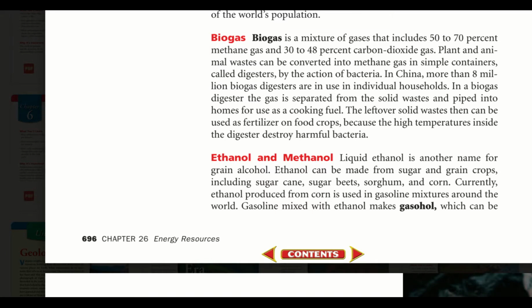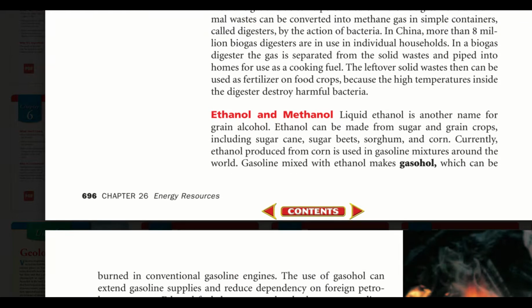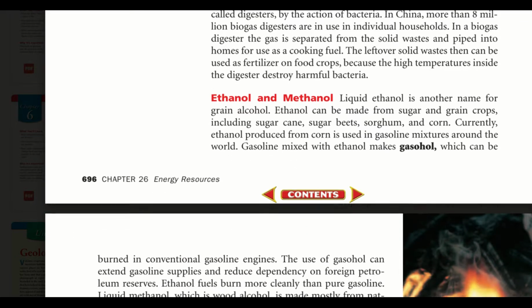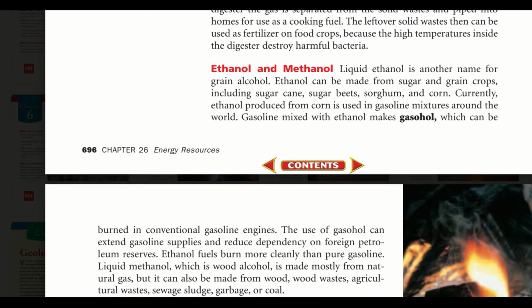Biogas. Biogas is a mixture of gases that include 50 to 70% methane gas and 30 to 48% carbon dioxide gas. Plant and animal waste can be converted into methane gas in simple containers called digesters by the action of bacteria. In China, more than 8 million biogas digesters are in use in individual households. In a biogas digester, the gas is separated from the solid waste and piped into homes for use as a cooking fuel. The leftover solid waste then can be used as fertilizer on food crops because the high temperatures inside the digester destroy harmful bacteria.